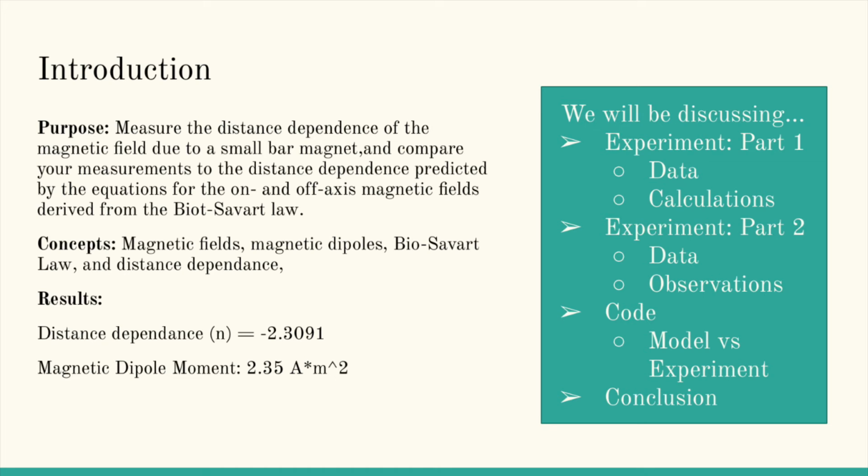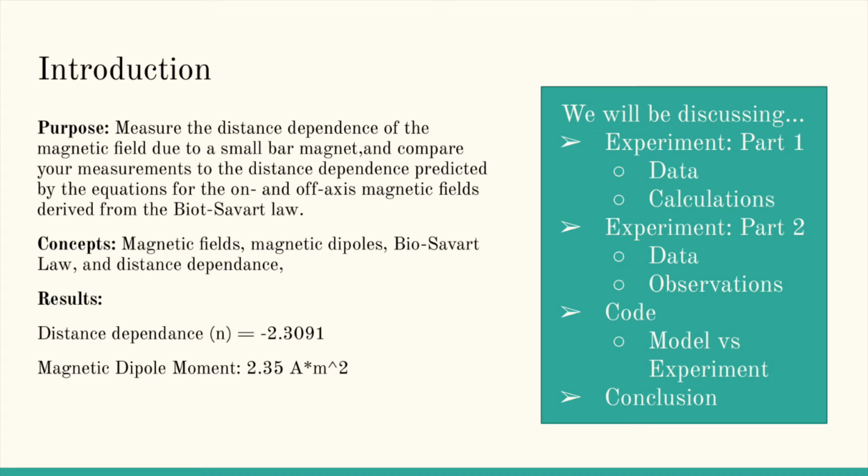The purpose of this lab was to measure the distance dependence of the magnetic field due to a small bar magnet and compare our measurements to the distance dependence predicted by the equation for the on and off axis magnetic field derived from the Biot-Savart law. Concepts that will be discussed are magnetic field, magnetic dipole, Biot-Savart law, and distance dependence.